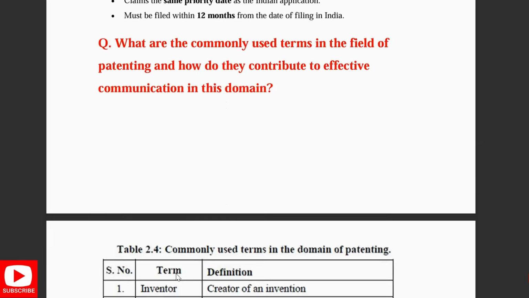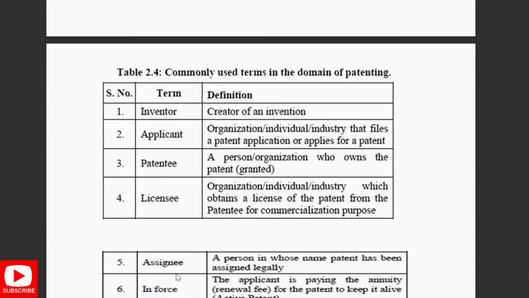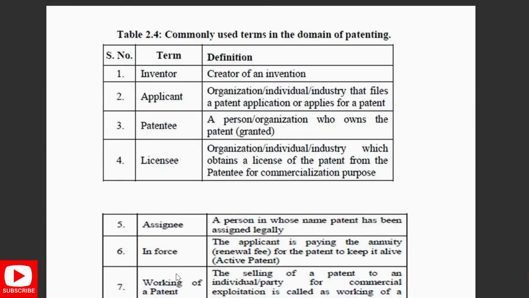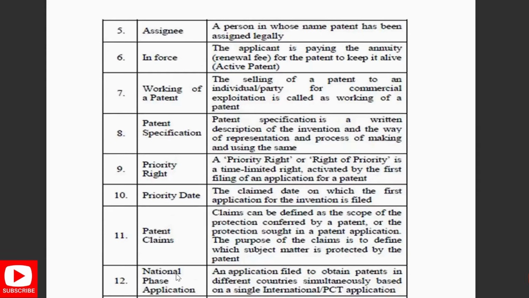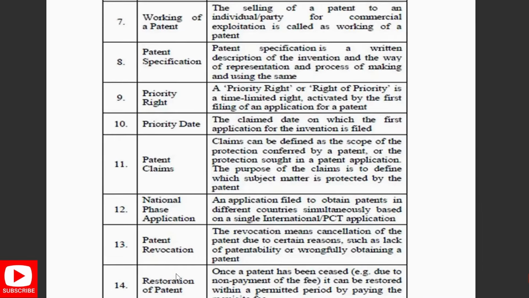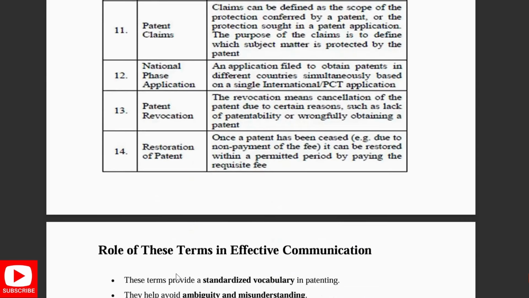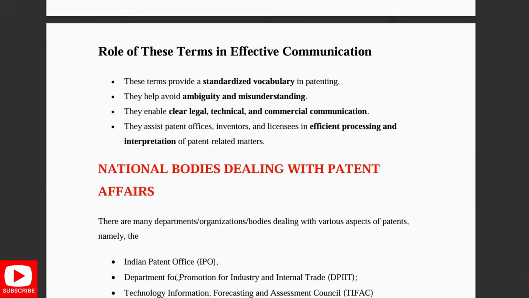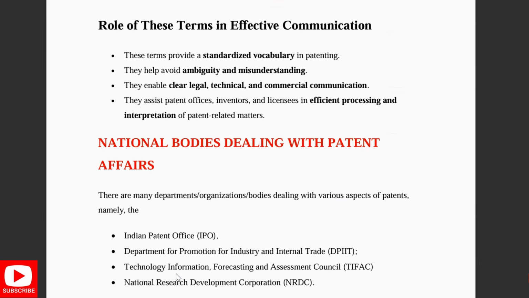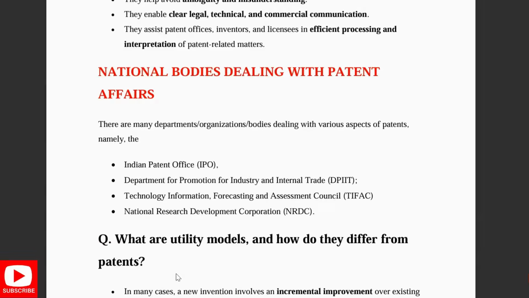What are the commonly used terms in the field of patenting and how do they contribute to effective communication in this domain? So this was asked in the December-January 2024 paper. Some terms like inventor, applicant, patentee, licensee, assignee, infringement, working of a patent, patent specification, priority date. So these are some of the terms. The role of these in effective communication is they provide a standardized vocabulary, they avoid misunderstandings, and they provide clear legal, technical and commercial communication. So these are all the effectiveness.